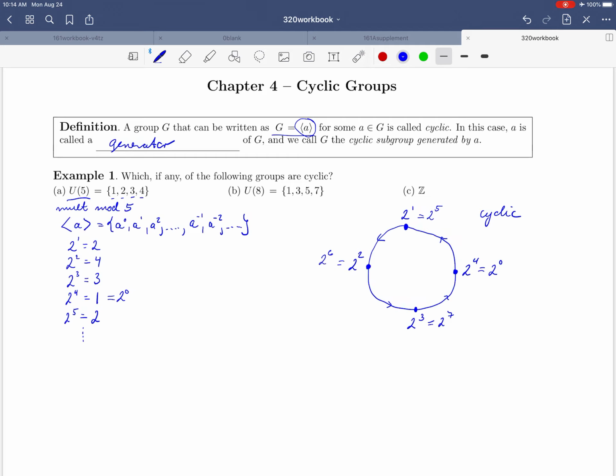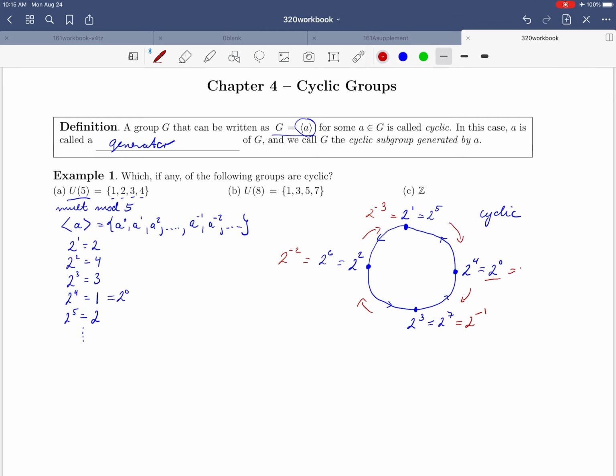Now, we could also go in the other direction and pick up all the inverses. We could go around the other way, starting at 2 to the 0, and I would get to 2 to the minus 1. Then if I keep going, I'd get 2 to the minus 2, and if I kept going, I'd get 2 to the minus 3, and so on.